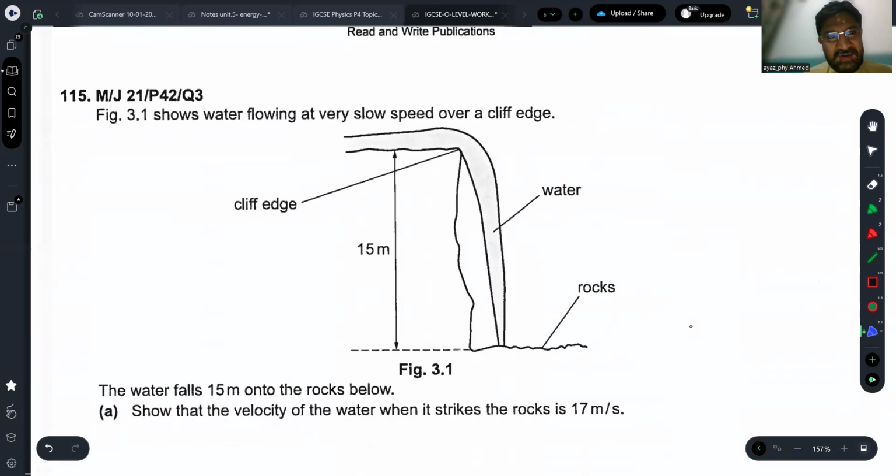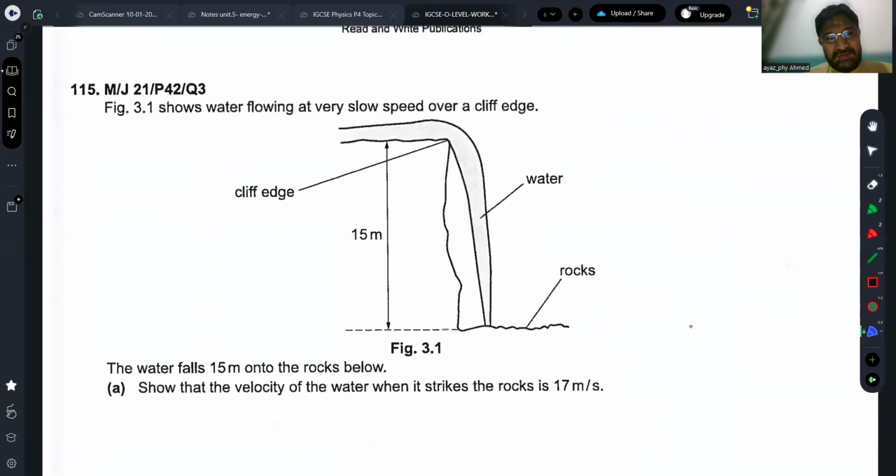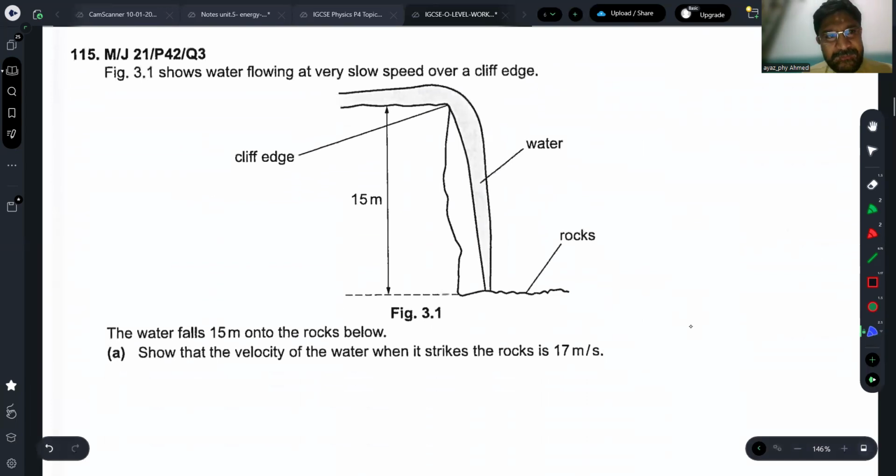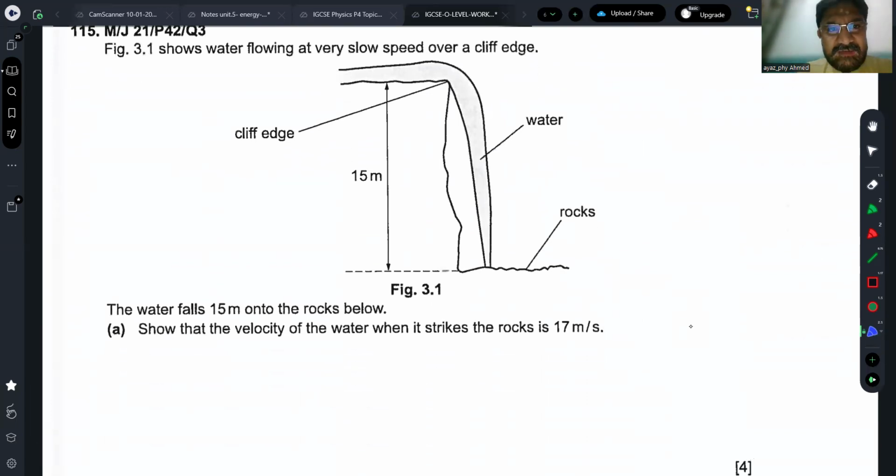The next question is again your gravitational potential energy question. Figure 3.1 shows water flowing at very slow speed over the cliff edge. The height of the water is 1.5 meter. Then show that the velocity of the water striking the rock is 17 meter per second.